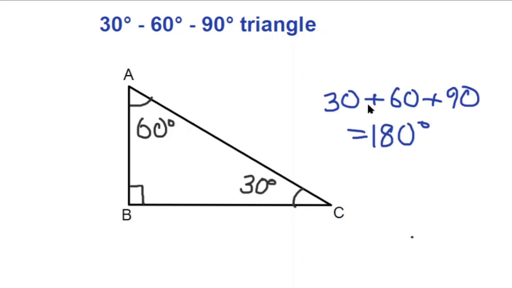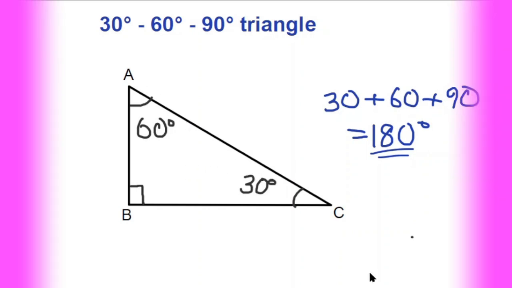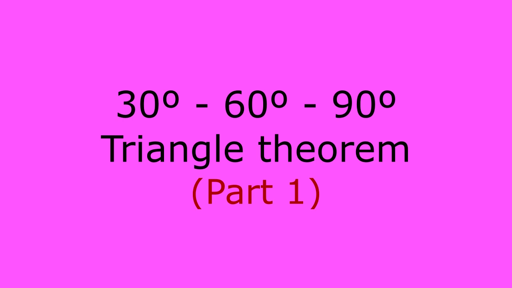See, if we add 30 degrees plus 60 degrees plus 90 degrees, what will we get? 180 degrees. That means the sum of the measures of the angles of a triangle is 180 degrees. So this is how a 30 60 90 degree triangle looks. Now we will see the theorem related to this triangle, the 30 60 90 triangle theorem.